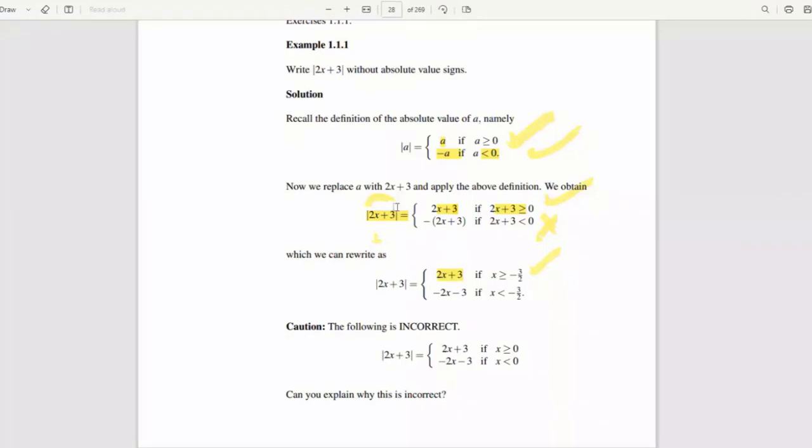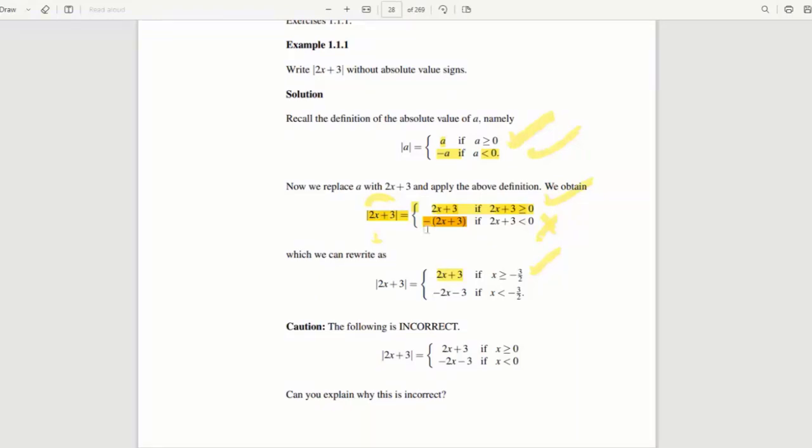So now this 2x plus 3 inside here becomes minus open bracket 2x plus 3. And this is true if 2x plus 3 is less than 0. Okay? Right. So if you multiply out this minus here with 2x plus 3, let me just highlight this part here again. Can everyone see what I'm highlighting there, guys? Hello? Yes. Okay, great.